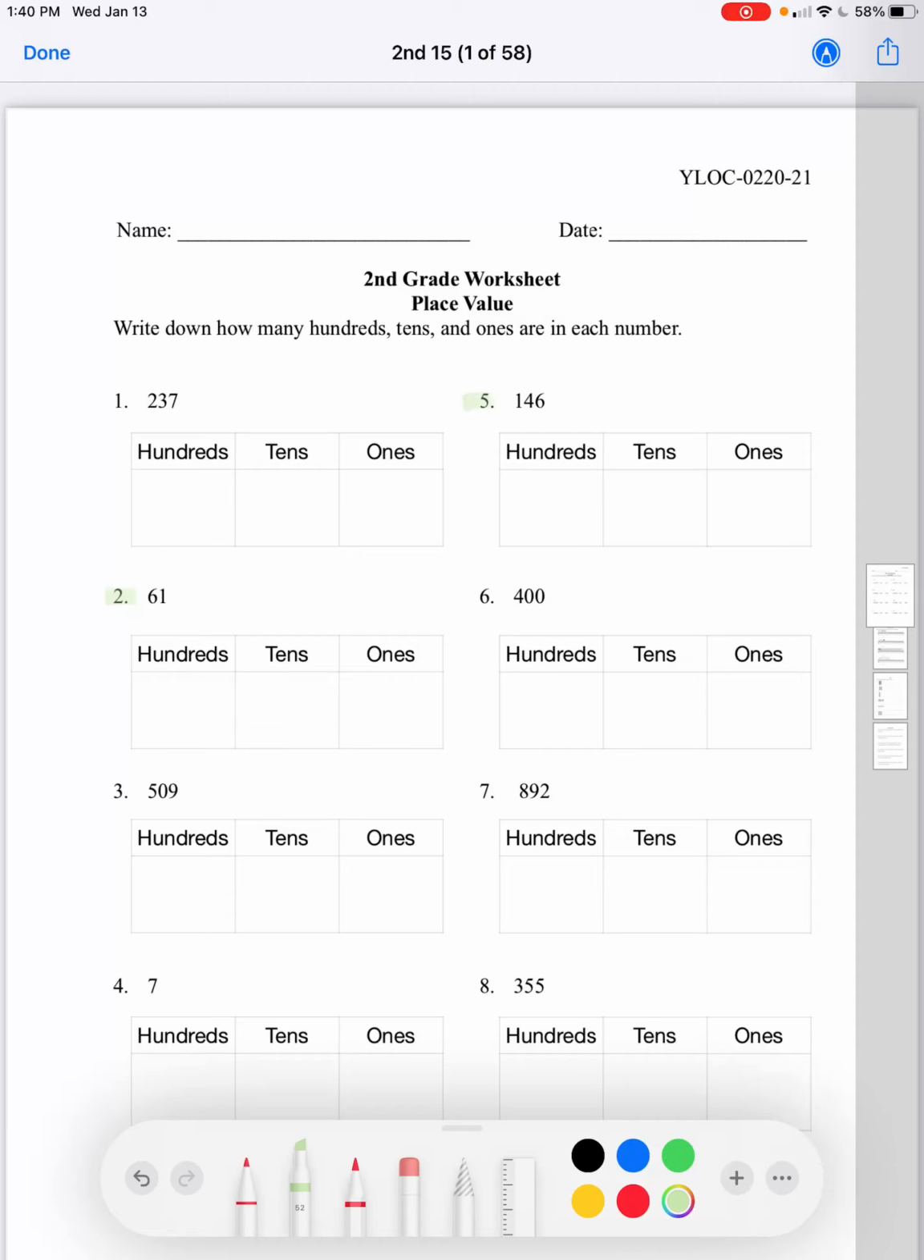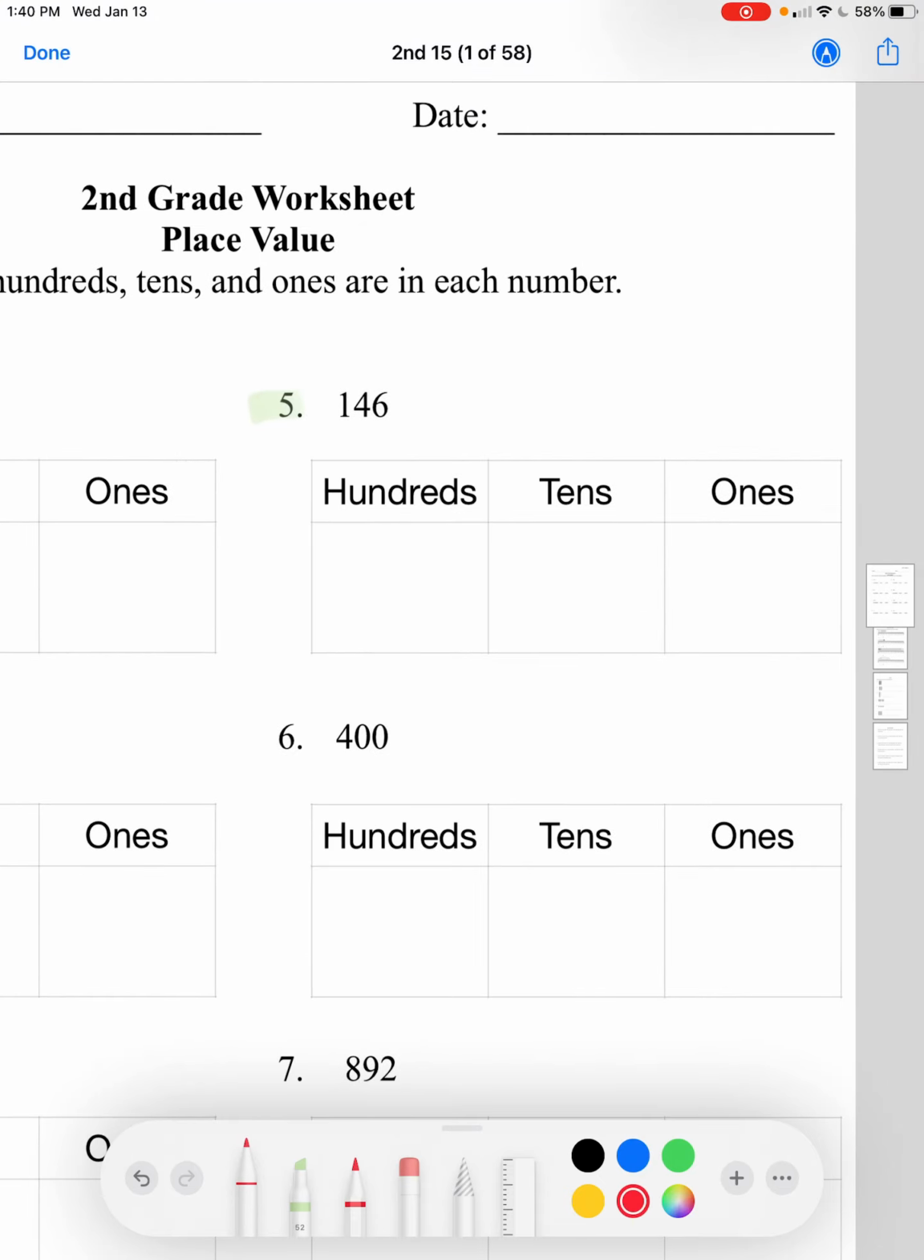Hi guys, today we're going over lesson 21 for second grade math. So today we're going to start off with place value, but now we have these tables given to us and we're going to fill out the hundreds, tens, and ones given in each number. So let's start with number 5, which will be our first example.